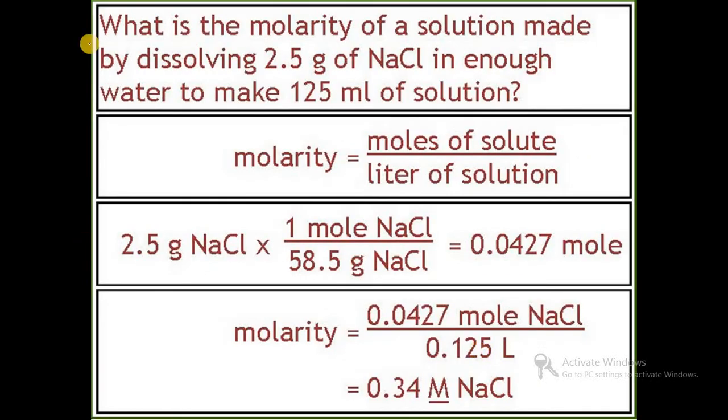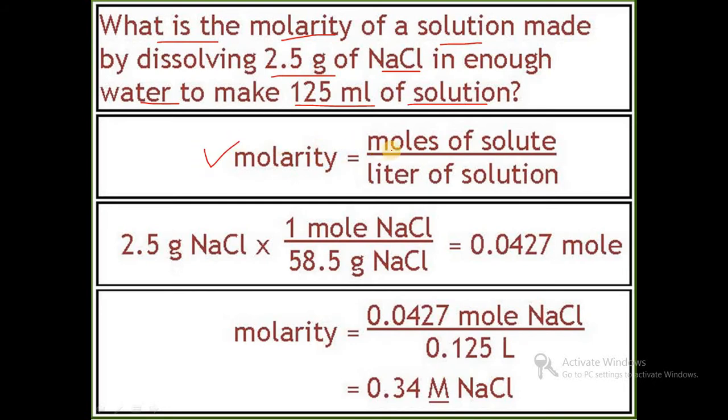Then we will see another example. What is the molarity of a solution made by dissolving 2.5 gram of NaCl in enough water to make 125 ml of a solution? Then how to determine the molarity?